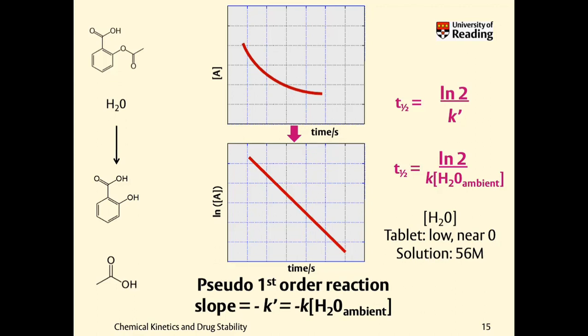So it's made up of the true rate constant plus the concentration of the other reactant, which will either be the concentration of water that's in air, or if you're measuring the rate of reaction in solution, it would be the concentration of water in the solution.